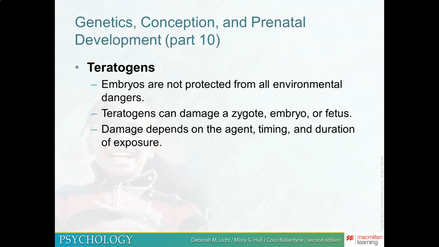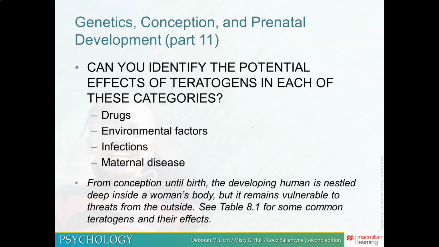Now, an important term to understand here is teratogens, and those are toxins. They can actually damage a zygote, embryo, or fetus, and those are environmental dangers, by the way. They just mention a few different teratogens right here, like drugs, environmental factors, infections, and maternal disease. Stop this slide if you'd like to look at this a little more in depth.